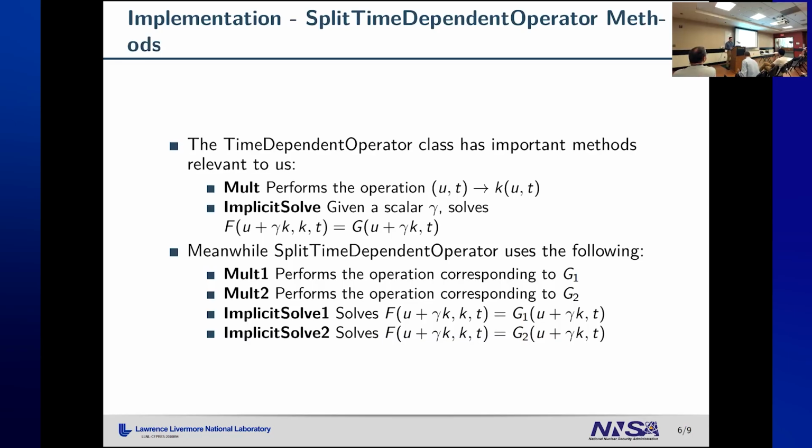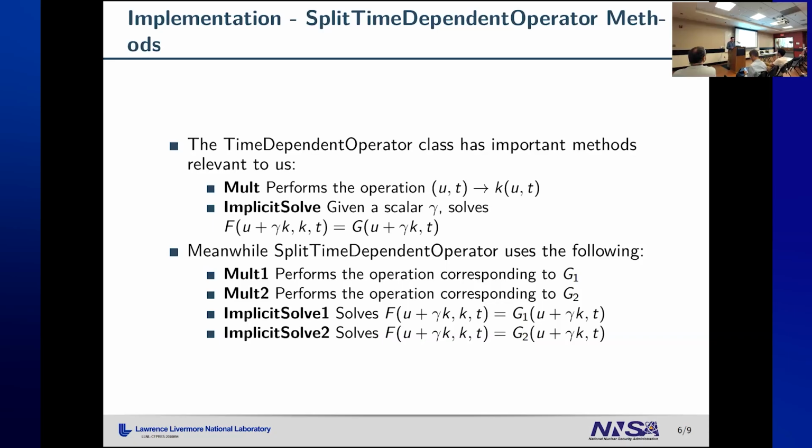In split time dependent operator, we extend this. So we have a mult1 and a mult2, where mult1 and mult2 perform the operations corresponding to g1 and g2, respectively. And then an implicit solve 1 and implicit solve 2, which solve the equation shown there for k. So you have f equal to g1 and f equal to g2, where you have some scalar gamma.